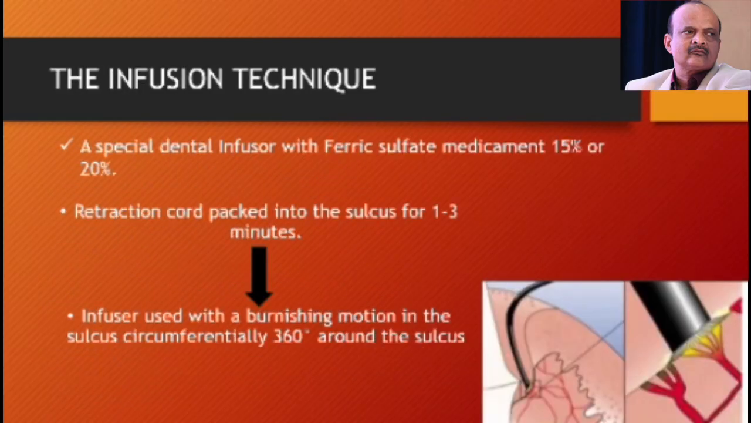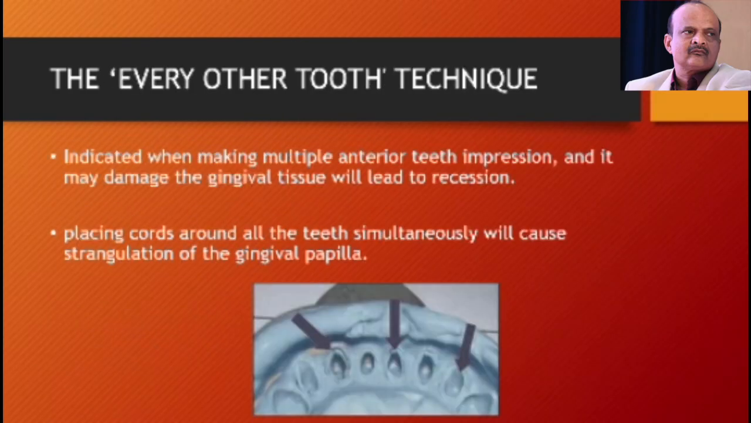The infusion technique comes with a special dental infuser with ferric sulfate medicament, 15 to 20%. The retraction cord is packed into the sulcus first, then the infuser is used with a burnishing motion circumferentially all around the sulcus. That will effectively give you a good amount of tissue retraction.